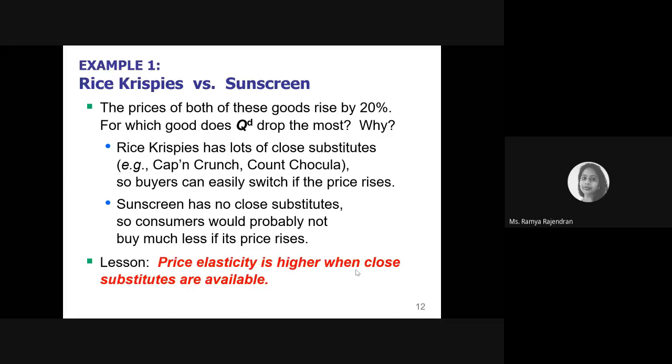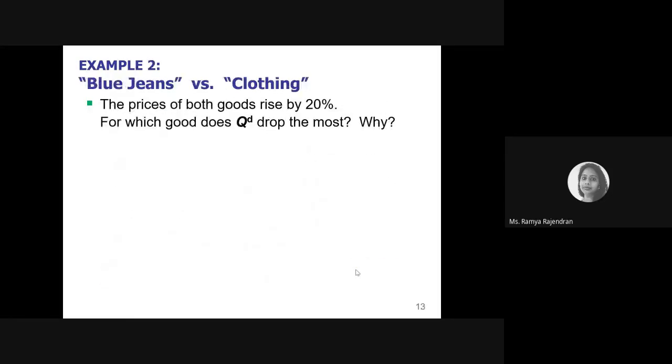Okay, so the lesson here is that price elasticity is higher when you have close substitutes. The second example is blue jeans versus clothing. So when the prices of both goods increase by 20%, what happens?